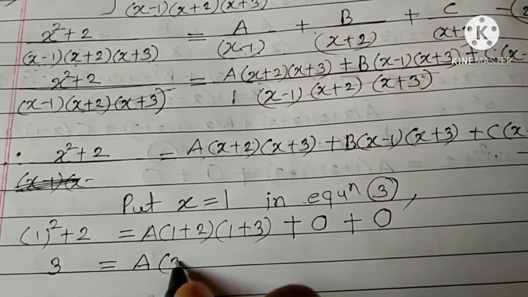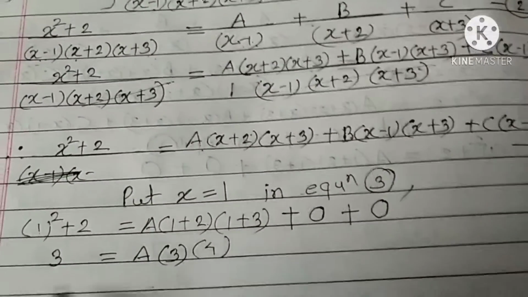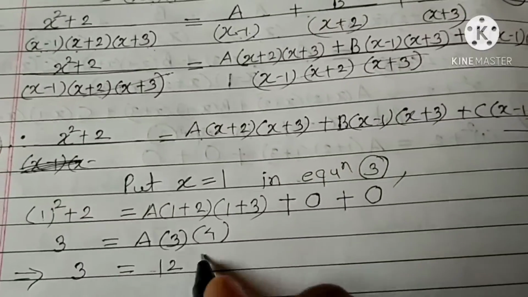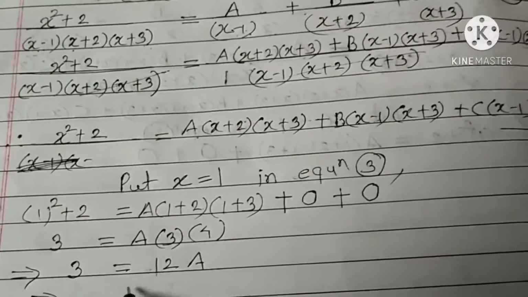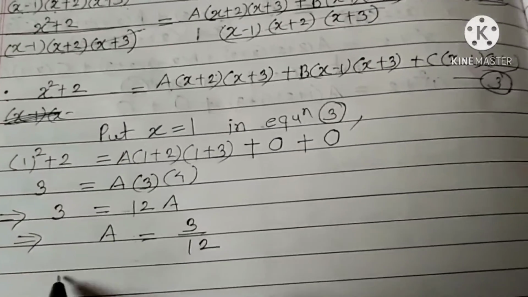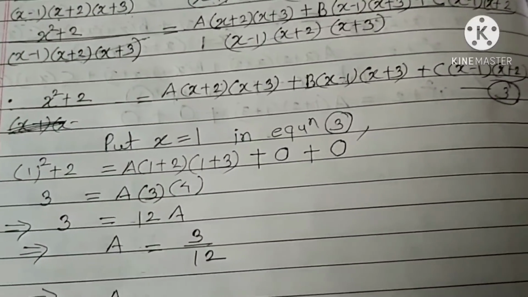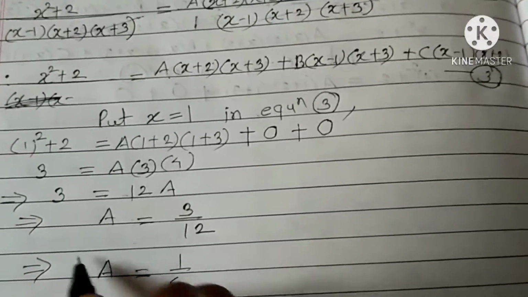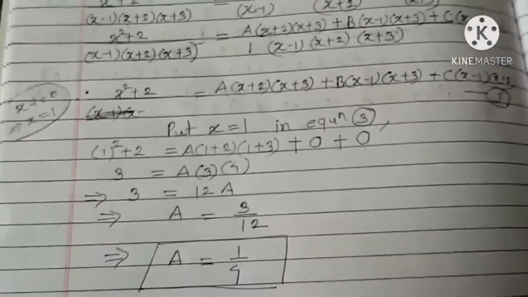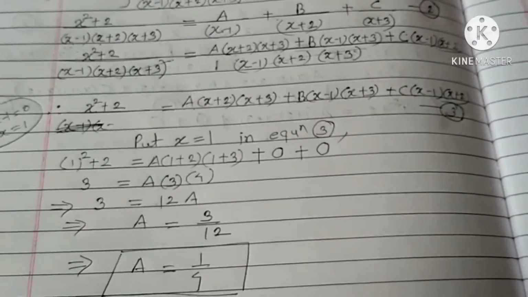1 plus 2 is 3 and here is 4. So 3 is equal to 12a. And here we want to find a. So a is equal to 3 upon 12. But it can be simplified. So a is equal to 1 upon 4. This is our first unknown. Now we move toward the next.